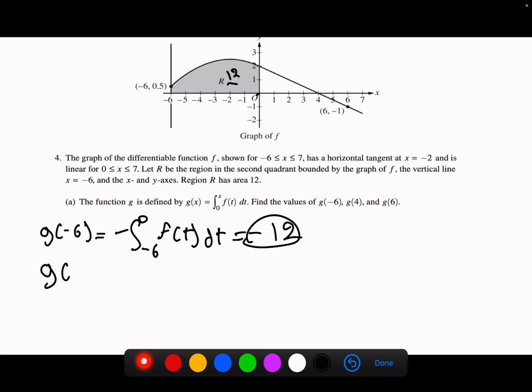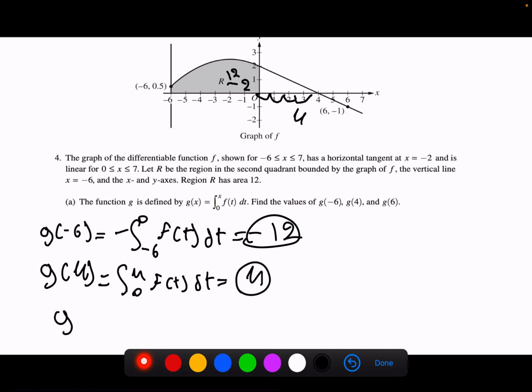Now, g of 4 is equal to the integral from 0 to 4 of f of t dt. That looks like a right triangle, so let me count: 1, 2, 3, 4, yeah. And the height is 1, 2. So 4 times 2 is 8, and 8 divided by 2 is 4.